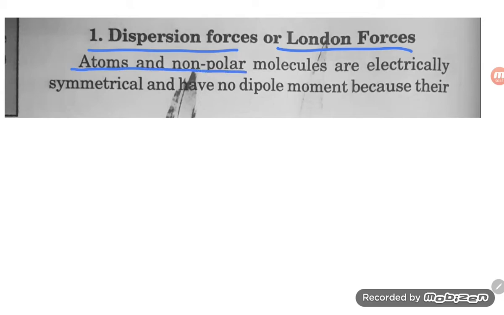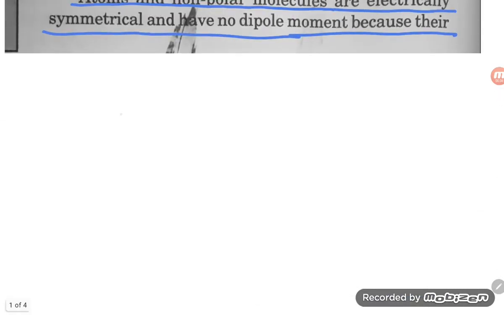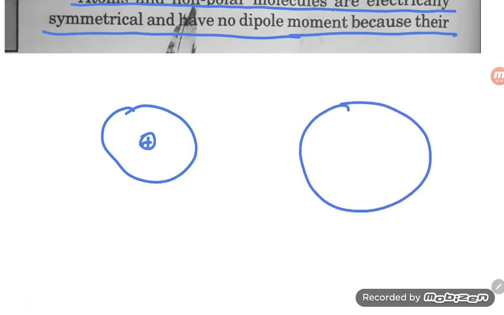The atoms and non-polar molecules are electrically symmetrical and have no dipole moment, because the electronic charge cloud is symmetrically distributed. What is the meaning of this, students? Suppose a molecule is there; in the center there is a nucleus, and electrons are surrounding this nucleus. So this is what is symmetrical.